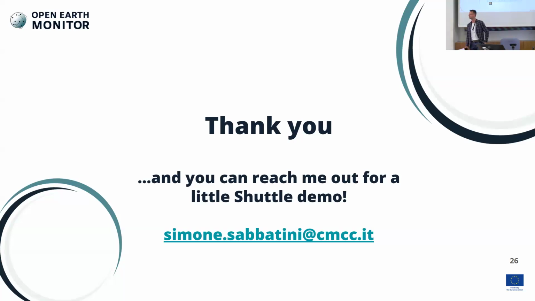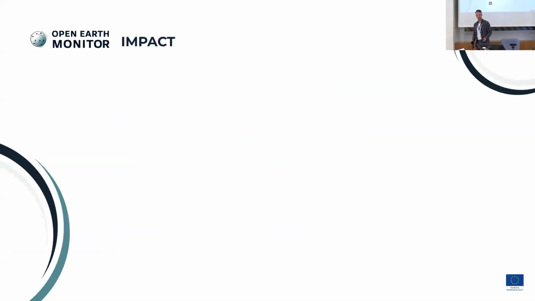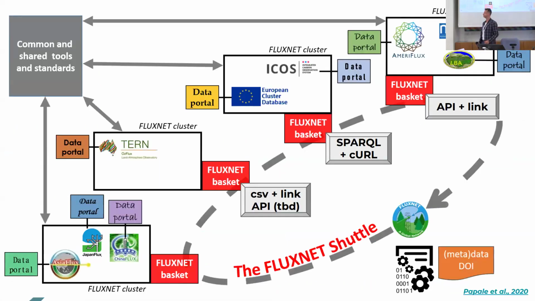Yeah, I have one. You mentioned the period of update of the data. Now with this Fluxnet shuttle, as far as I understood, you have a solution that harvests all the different networks, so it gives the data in kind of quasi near real time. But what is the period of update to really get the new data? I know that depends on each network.